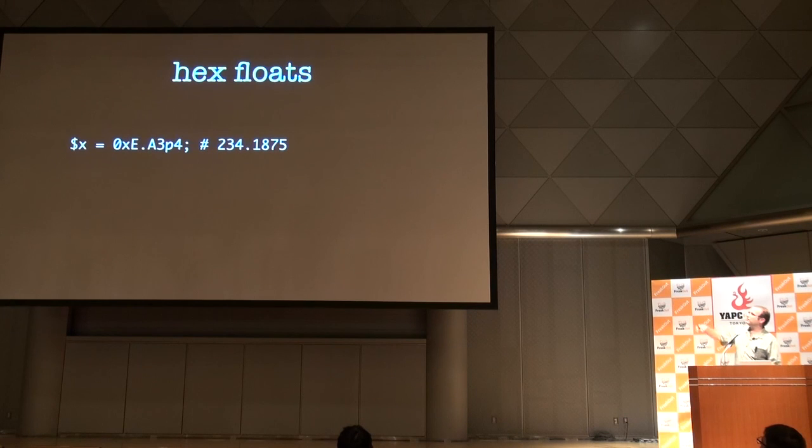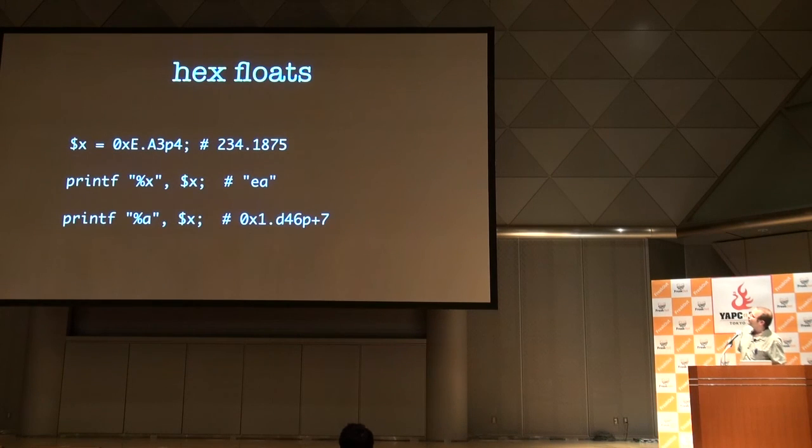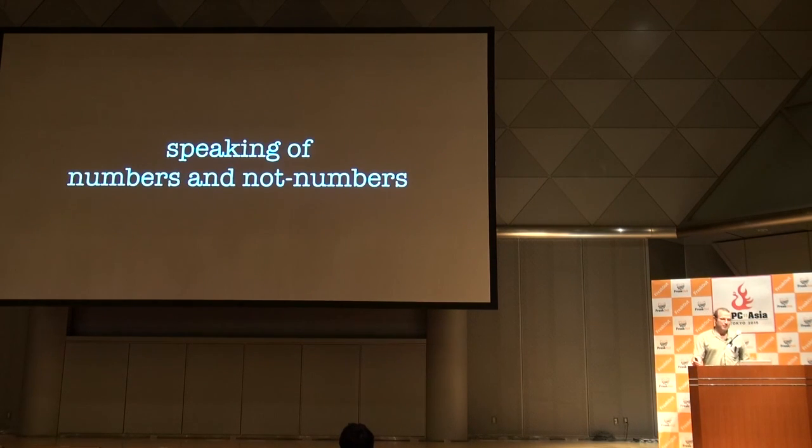If you've got that number, which by the way is about 234, and you want to turn it back into a string, you might want to start using %x. %x will not do what you want because %x is for integers. You need to use %a. So you put in e.a3p4 and you pass it to %a and you get back, what? Well, it turns out they're exactly the same. Now, when you have the exponent change in a decimal number, it's very clear because just the point moves around. When that exponent changes in a hexadecimal number, you're never ever going to recognize it. So enjoy.